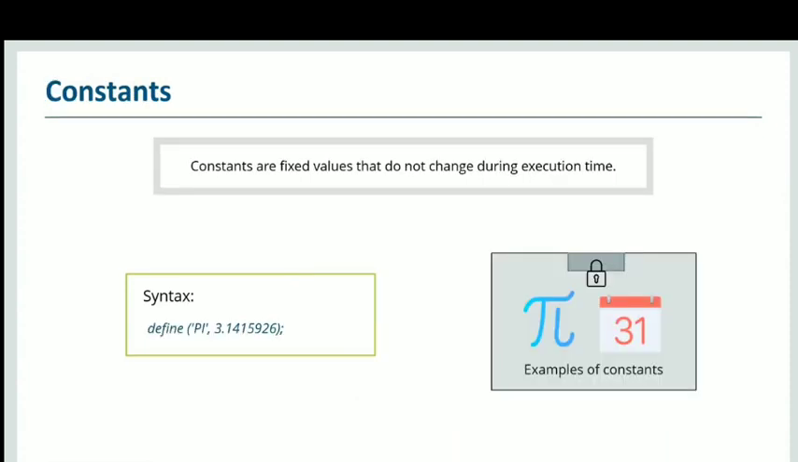Now aside from variables, we can also define constants, and constants are things that don't change their value over time. So something like the value of pi is a constant. So to define a constant, we use the define keyword, and then we set the constant name, and then the value of the constant, which is 3.1415926 in this case.